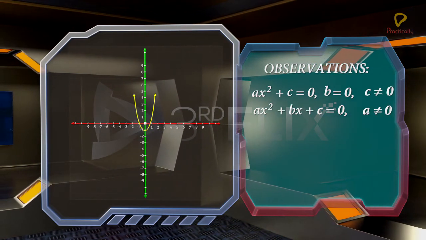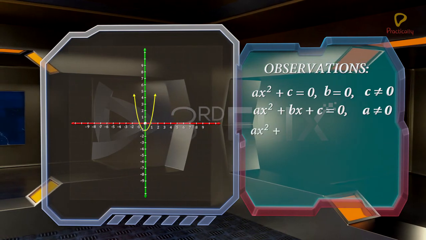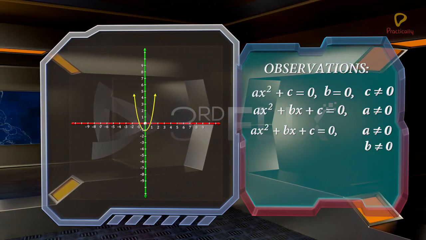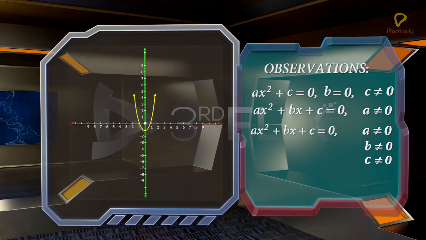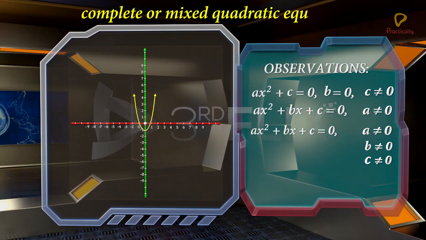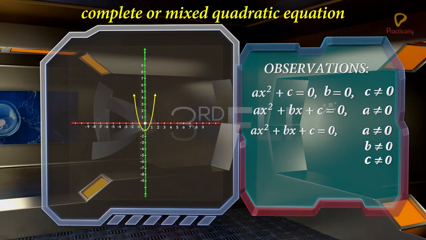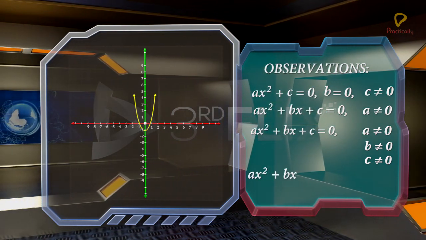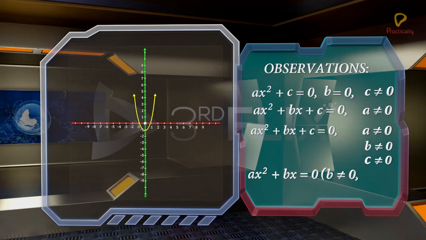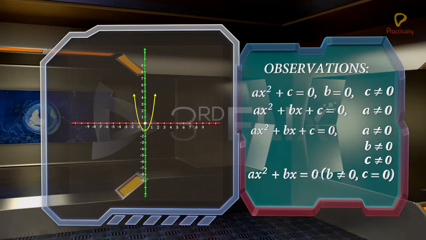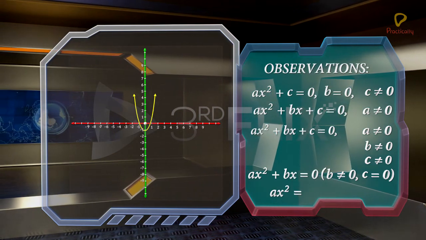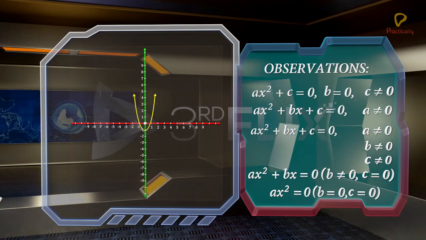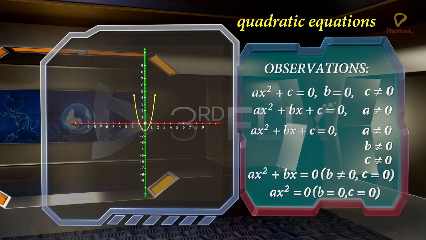An equation of the form ax² + bx + c = 0, b not equal to 0, c not equal to 0, is called a complete or mixed quadratic equation. Equations of the form ax² + bx = 0, b not equal to 0, c = 0, and ax² = 0, b = 0, c = 0, are also quadratic equations.